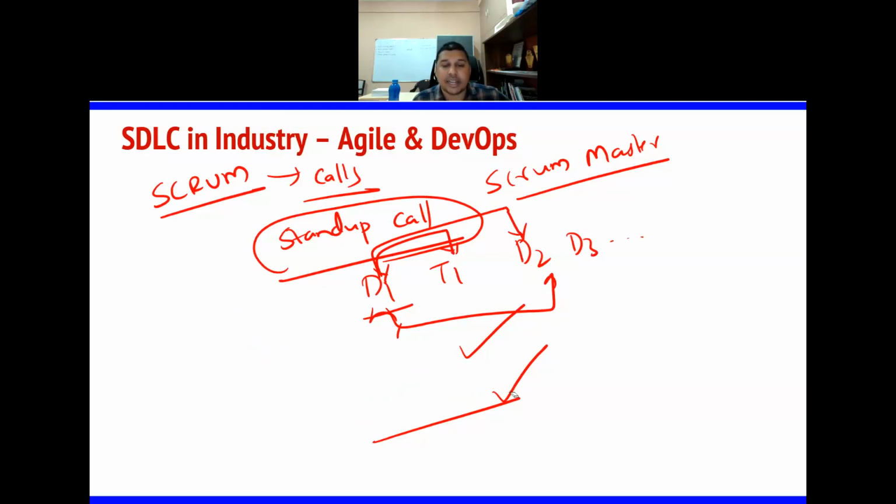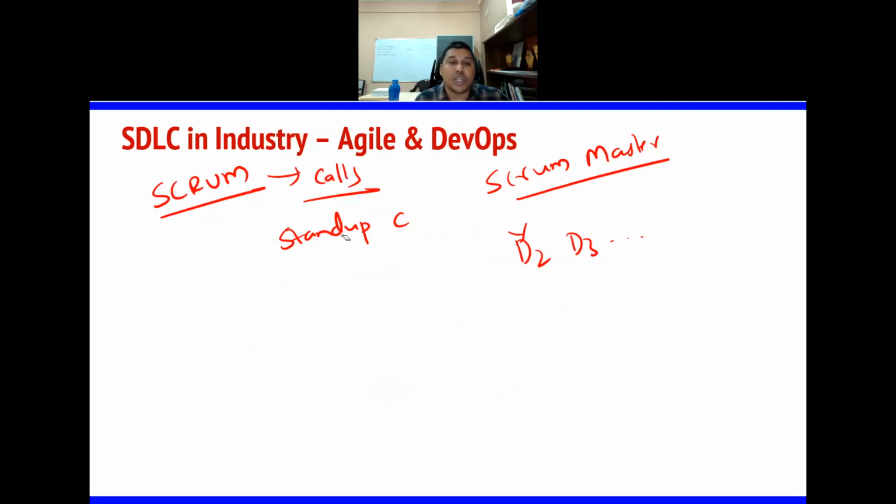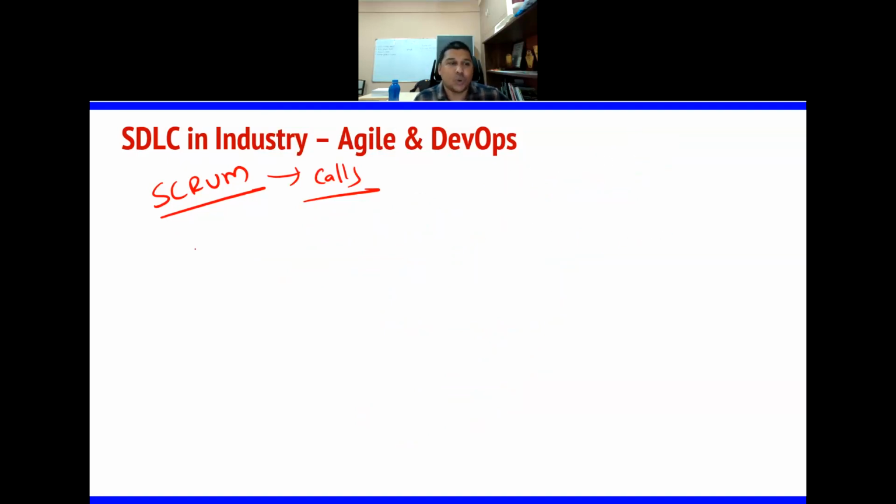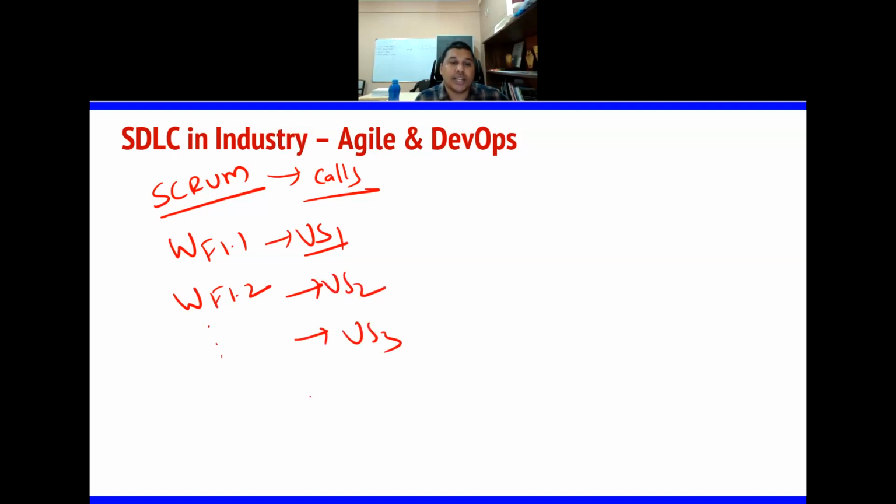Another, third point in this Agile is that they will have something called user stories. That's again, the terminology is different. I told you, right? Website front end 1.1, website front end 1.2, and so on. So this is one user story. User story 1, user story 2, user story 3, user story 4. Like this, they will have multiple requirements divided into user stories.